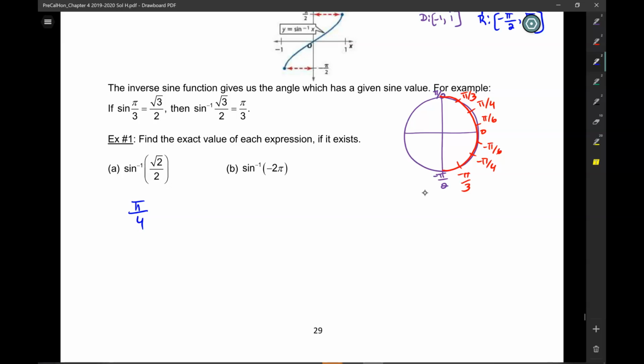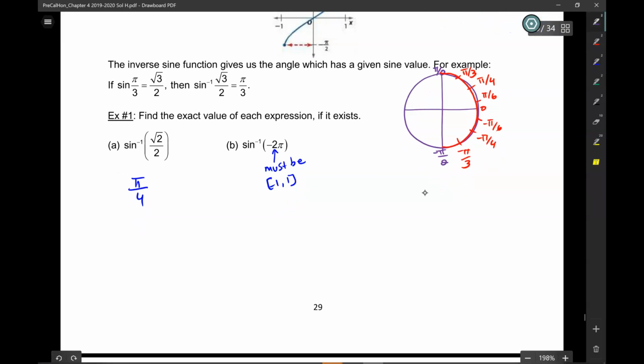Okay, so this is a trick question. Remember how I said everything in here must be between negative 1 and 1? Well, 2 pi, it's a trick question. They put pi in there to trick you. Because 2 pi is 6.28. That's not from negative 1 to 1. Think about that.